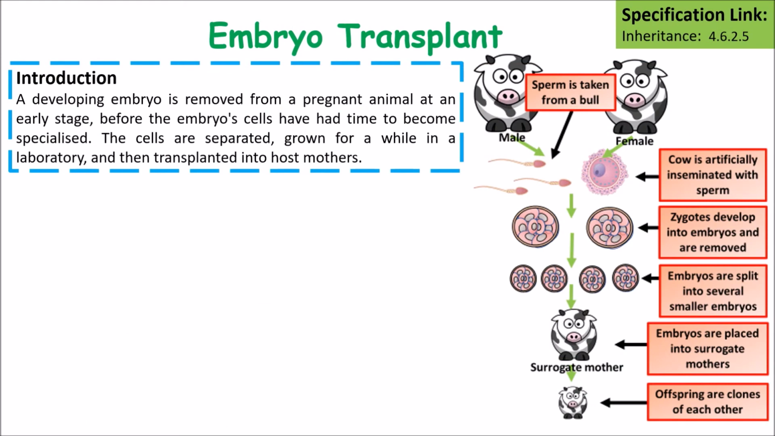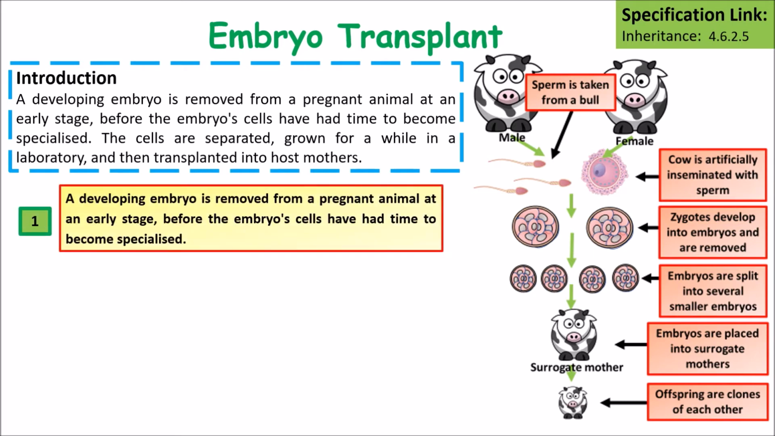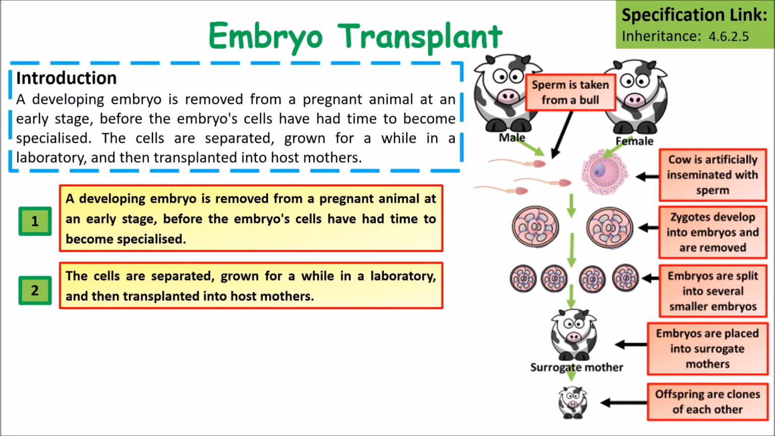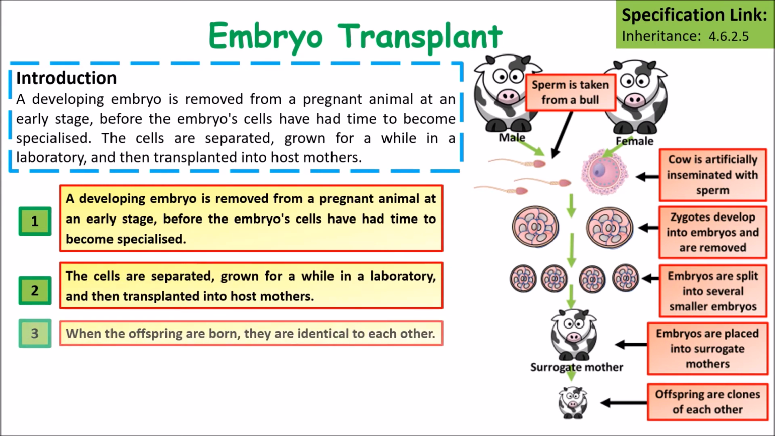A developing embryo in an embryo transplant is removed from a pregnant animal at an early stage, before the embryo cells have had time to become specialized. So the cells are separated and grown for a while in a laboratory and then transplanted into host mothers. The way that this happens is that a developing embryo is removed from a pregnant animal at an early stage. The cells are separated and grown for a while.